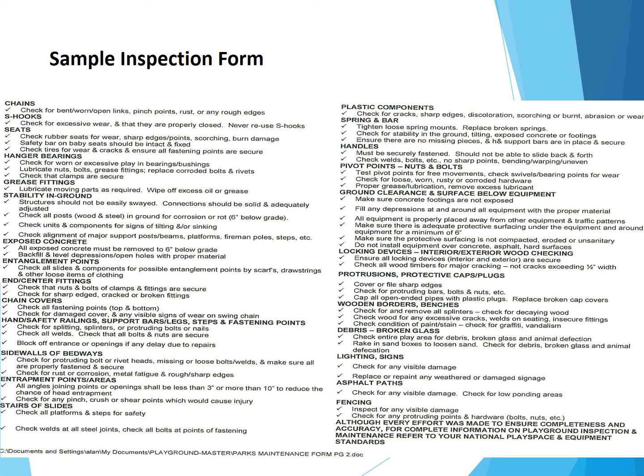This next slide is provided just as an information piece. This discusses the sample inspection form and each piece of equipment or portion of equipment that should be looked at on a monthly basis and documented. So for example, chains, you would check for bent, worn, open links. S-hooks, check for excessive wear. Seats, check rubber seats for wear, sharp edges and points, and on and on.